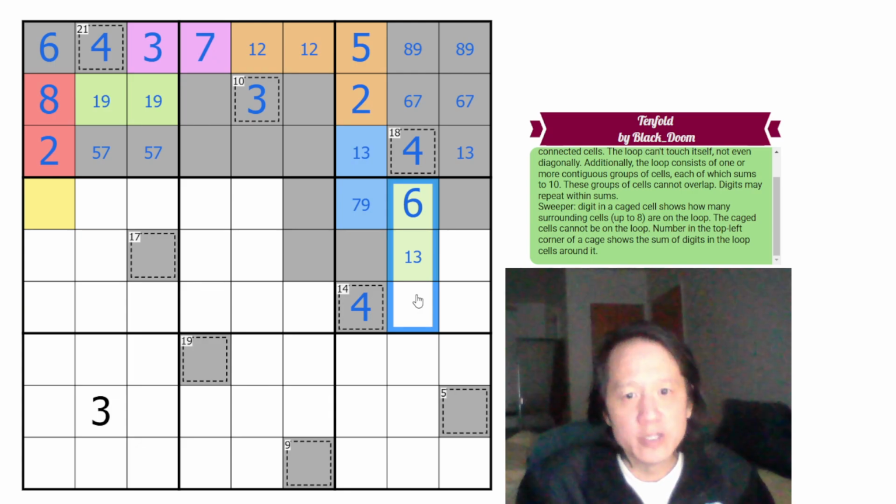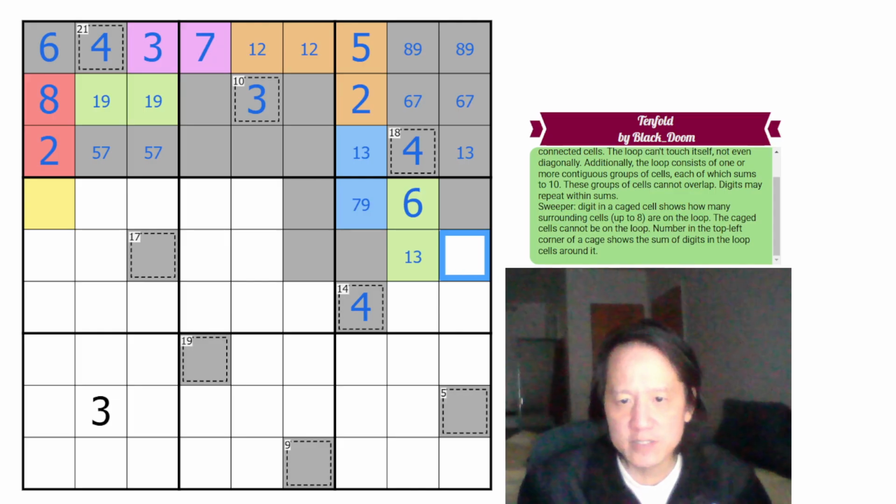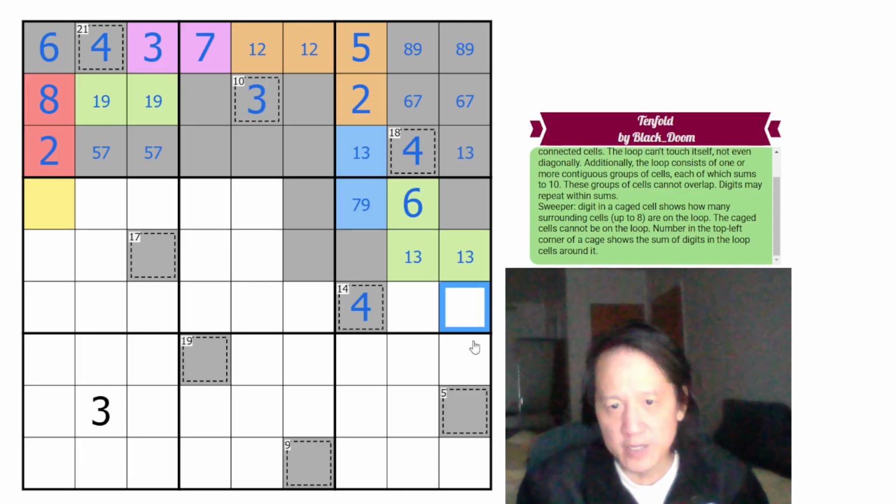Now, what about going down and then going here? It doesn't work because it touches itself here. So this one can never go down here. It must continue on to here. So this is a 1 or 3 also. So then it must continue this way.